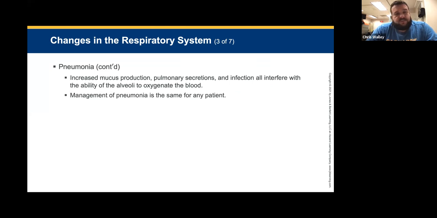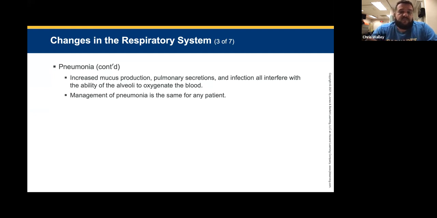You'll have increased mucus production, pulmonary secretions, and the inflammatory effects of the infection all interfere with the ability of the alveoli to oxygenate the blood. So you may not carry as much reserve oxygen around, because now the body is just like, I don't know what to do. I'm tired. I'm just not happening no more.